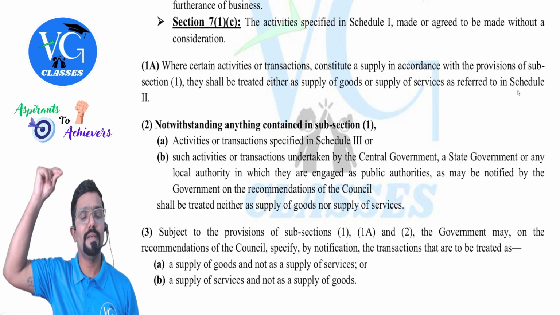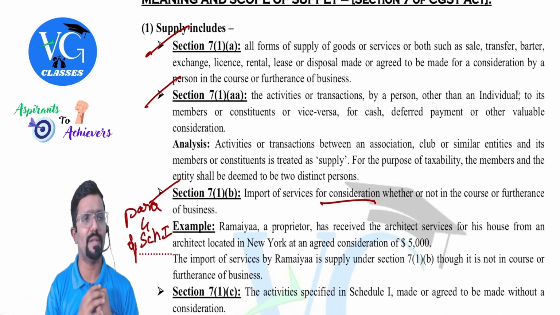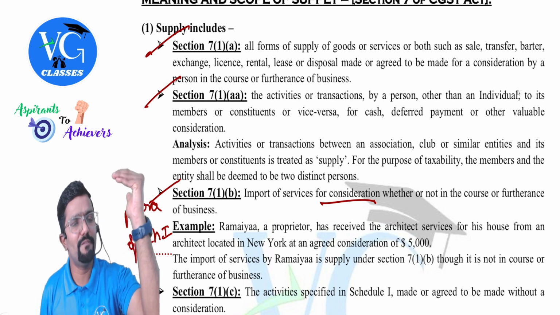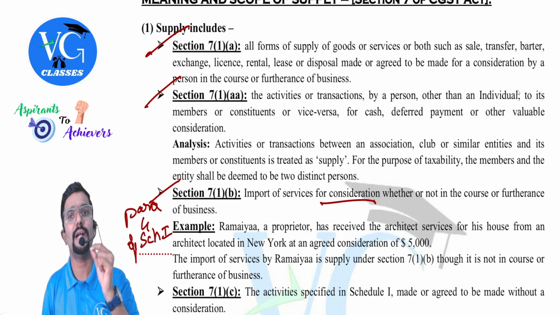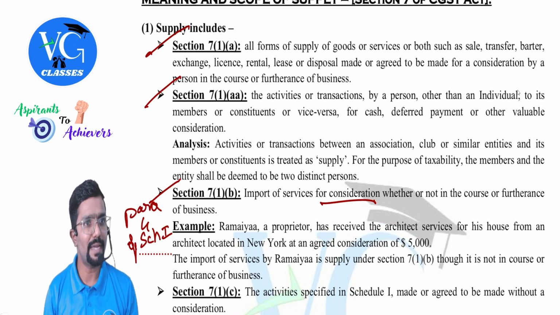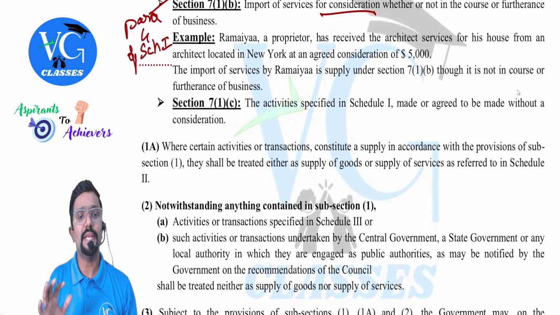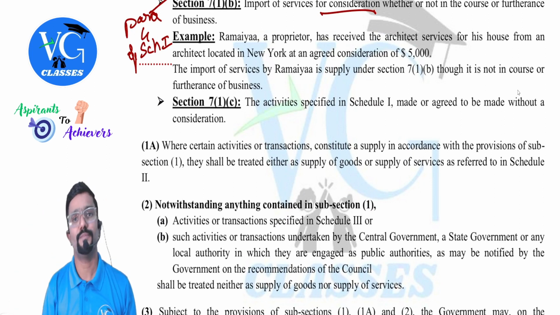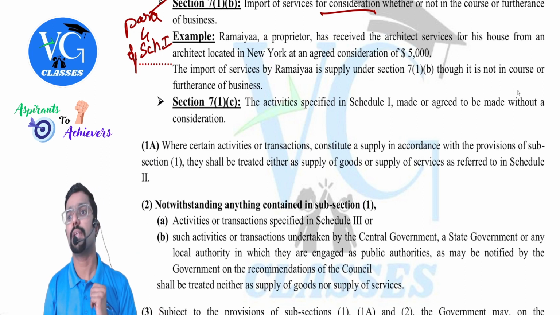7(1)(c). Guys, whatever we learnt in 7(1)(a), 7(1)(aa) and 7(1)(b), one thing was common. What was it? Consideration. So only if it is for a consideration, it will be a supply as per 7(1)(a), (aa) and (b). Correct? What is common? Consideration. But now in 7(1)(c) they are telling, even without consideration, there are 4 activities which are a supply. Means even without consideration they are a supply. Yes, they are a supply.